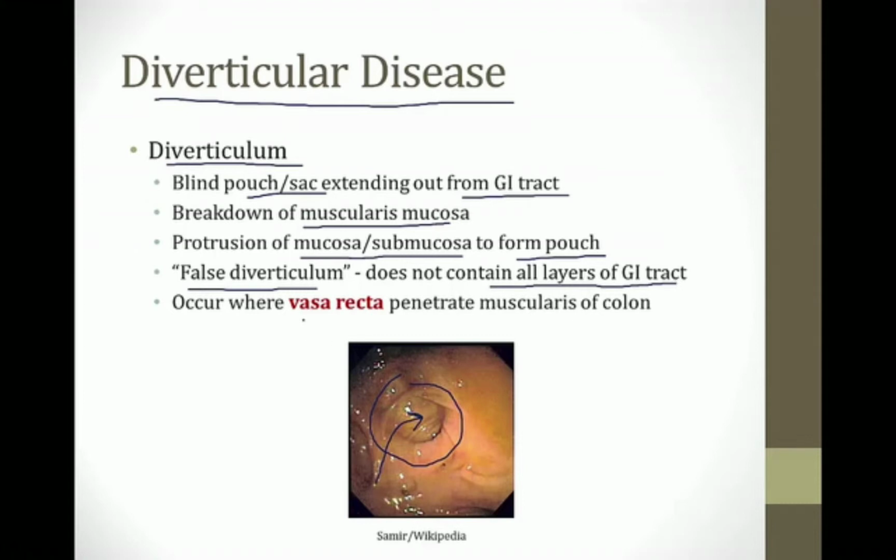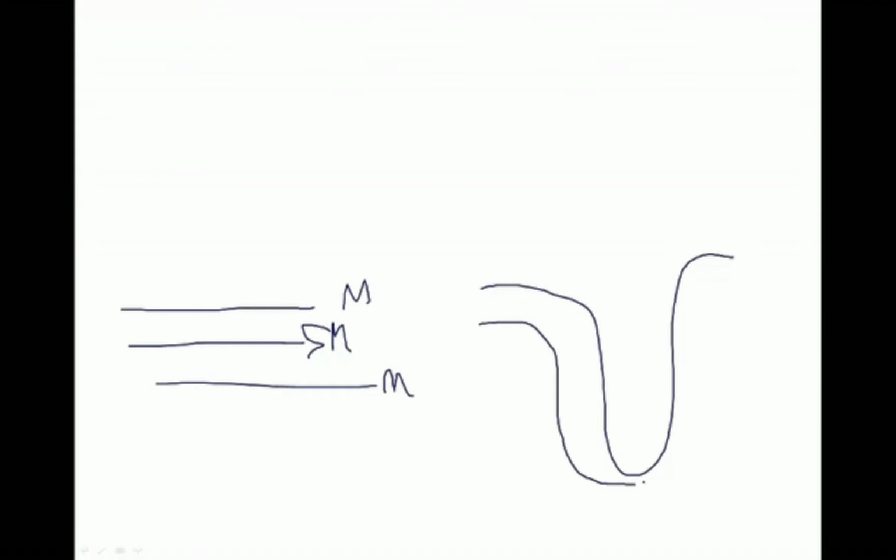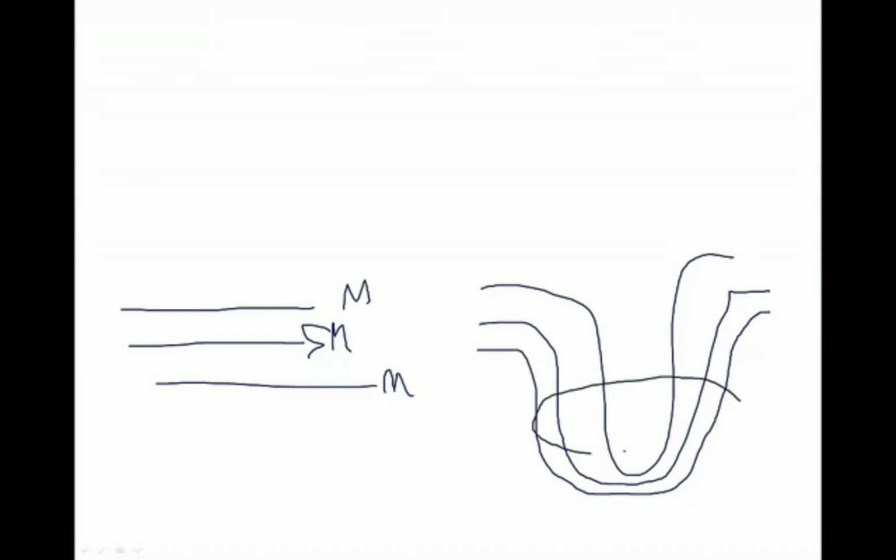And this occurs at places where the vasa recta penetrate the muscularis of the colon. This creates a weakness in the muscular layer and creates an opportunity for the mucosa and submucosa to form a pouch. Recall that there are three layers to the lining of the GI tract: the mucosa, the submucosa, and finally the muscular layer. A true diverticulum is when all three layers form an outpouching or a diverticulum, and this is very rare. The most important time that this happens is in Meckel's diverticulum, which is a congenital anomaly of the intestines. And this is called a true diverticulum, and it's true because it contains all three layers.